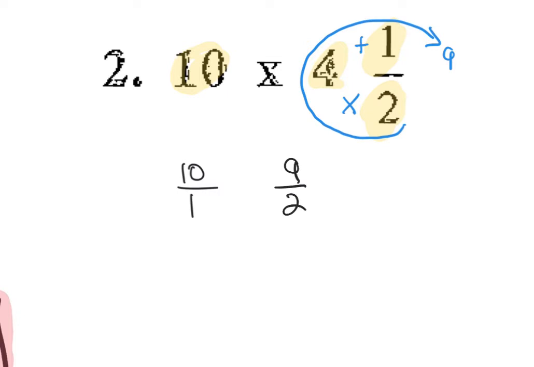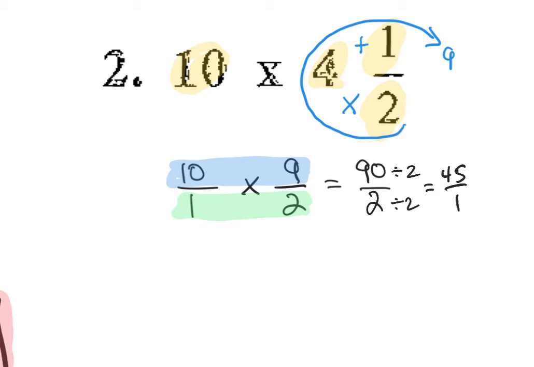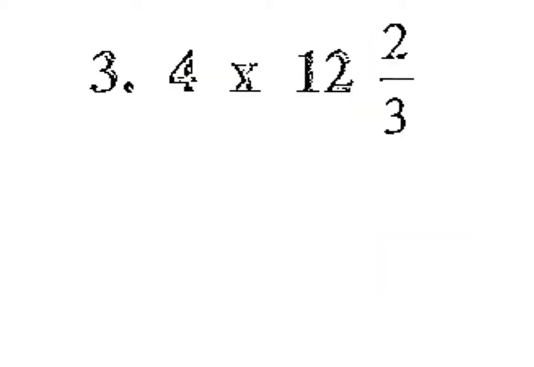Now remember, we're trying to multiply these two fractions. 10 over 1 times 9 over 2 is going to give us 10 times 9, which is 90, over 1 times 2, which is 2. And so 10 times 4 1/2 is 90 over 2. Now both 90 and 2 have a common factor, which is 2, so we can divide 90 by 2 and 2 by 2 to get our final answer of 45 over 1, which is 45. Nice job.